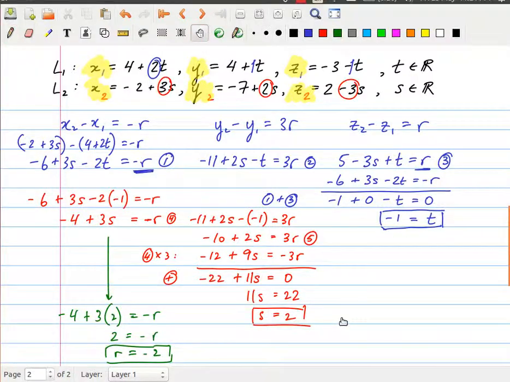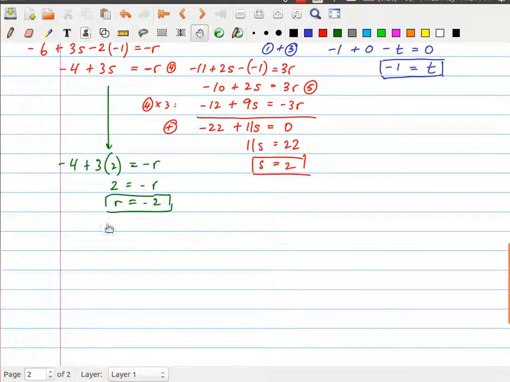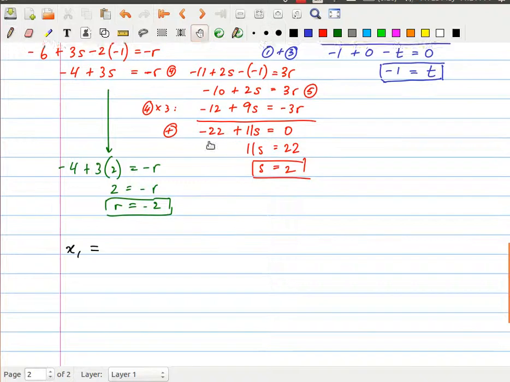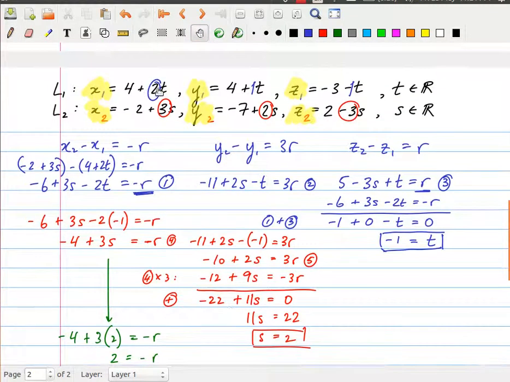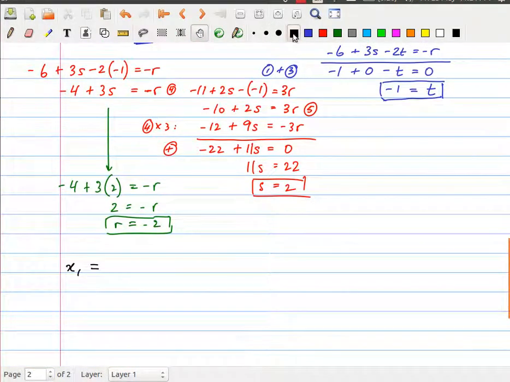So what values do we actually get? We end up with x1 is equal to, so x1 is 4 plus 2t. You have to be careful, make sure you're subbing things in here. 4 plus 2 times t, and t is equal to negative 1. And so we end up with x1 is equal to 4 minus 2, which is 2.